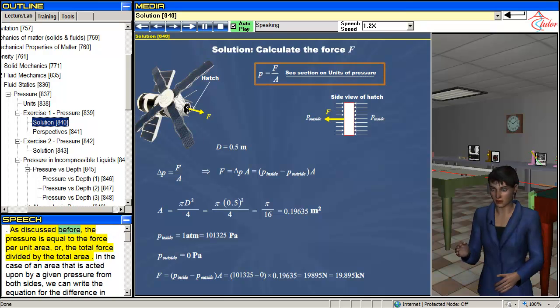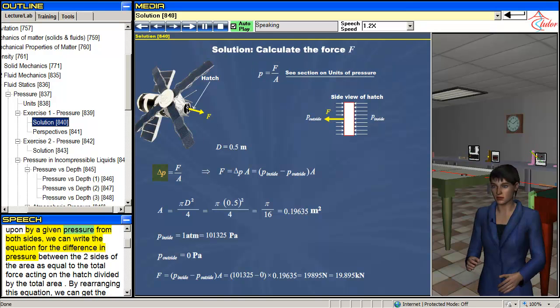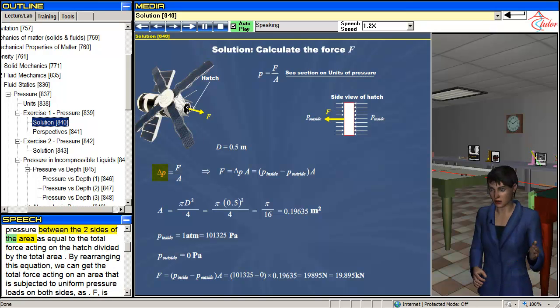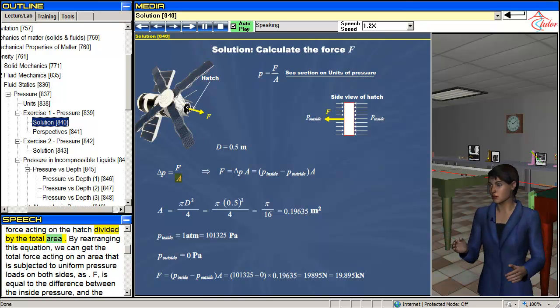As discussed before, the pressure is equal to the force per unit area, or the total force divided by the total area. In the case of an area that is acted upon by a given pressure from both sides, we can write the equation for the difference in pressure between the two sides of the area as equal to the total force acting on the hatch divided by the total area.